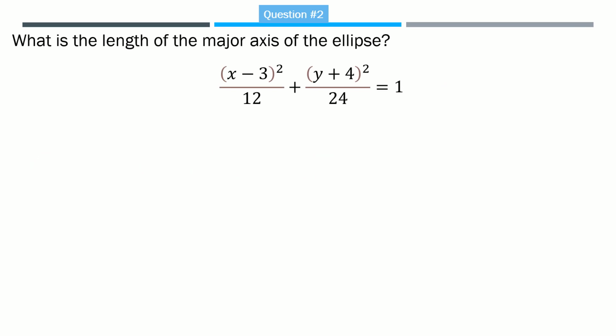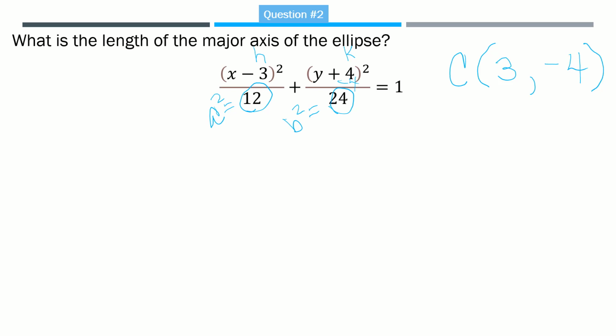What is the length of the major axis of the ellipse? So we have the equation of an ellipse in standard form. We should easily be able to find h and k and pull out the center of our ellipse. So the center is 3, -4, because we're subtracting h and k. When you subtract a -4, it becomes a +4. A always follows x, so a squared is going to equal 12, and b squared is going to equal 24.